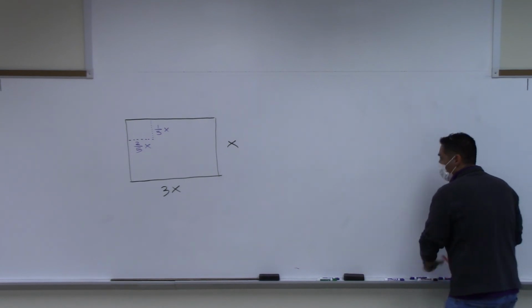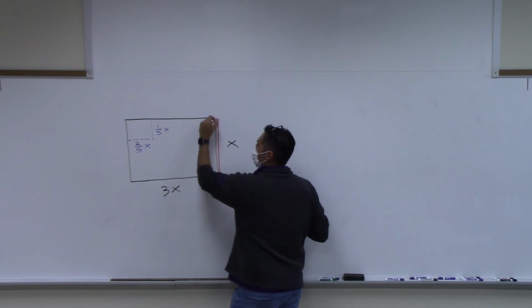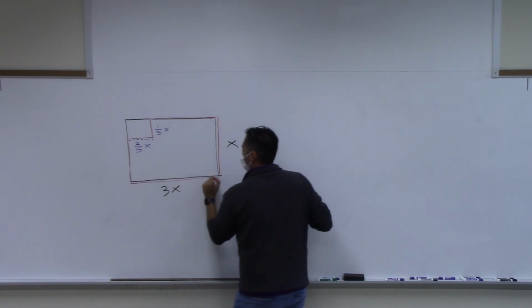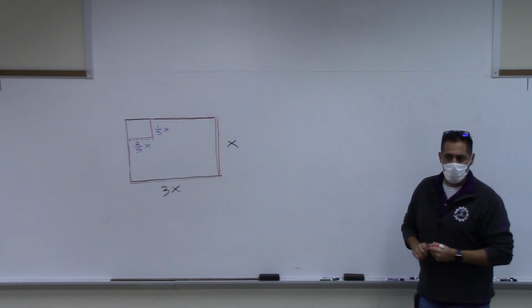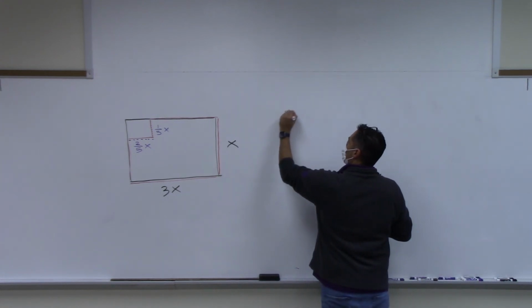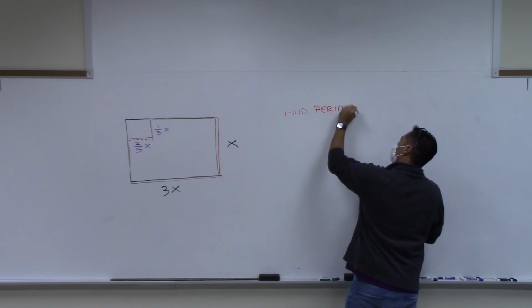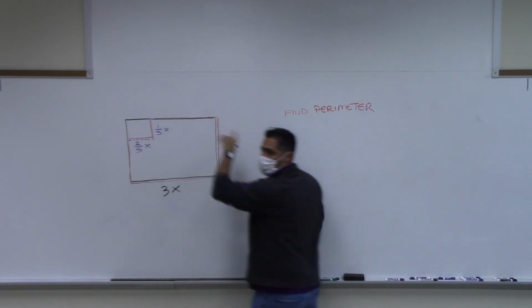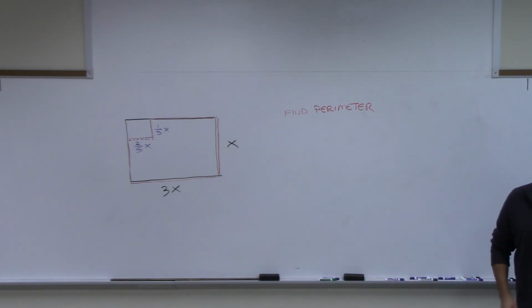Here's my question. I have to figure out what my walls are going to be. I want to know this distance around. Okay? That red. That's called the perimeter. Find the perimeter. Not of the whole thing, just of the red part, right? So let's see if we can figure out what this will be.